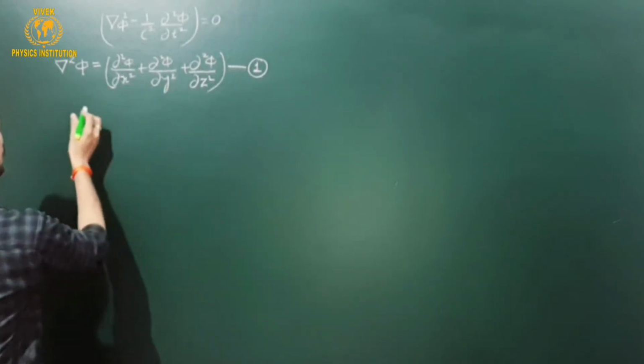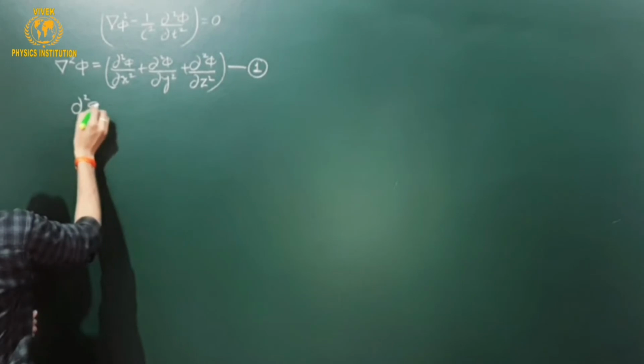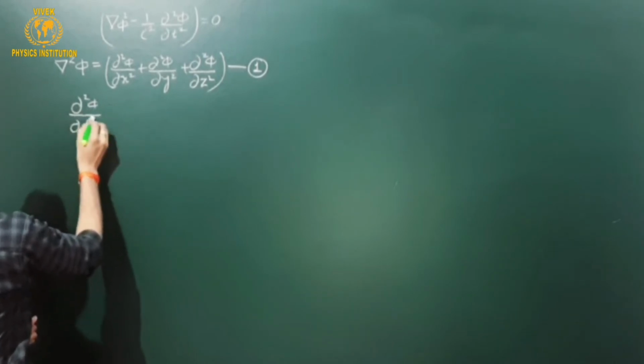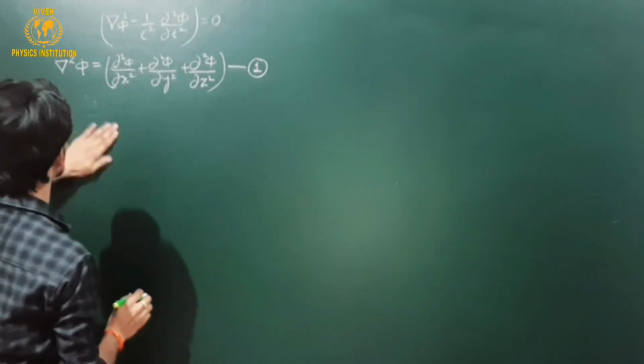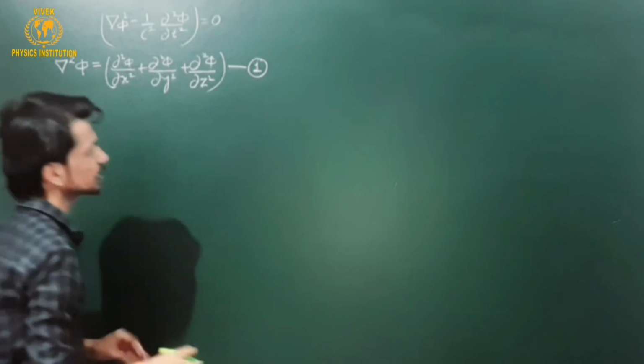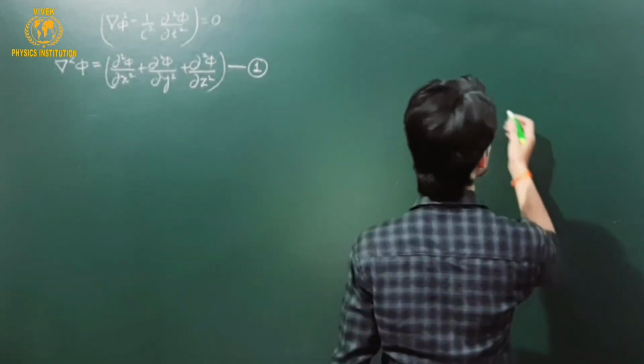Okay, so I will first find the value of this one. Also I will find the value of del square phi upon del t square. Okay, so how will I find the value of this? Let me write down the Lorentz transformation again.